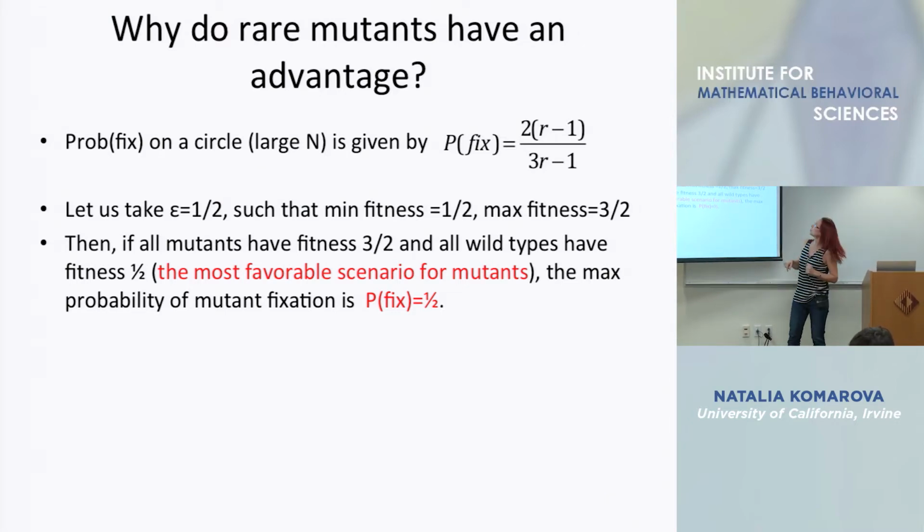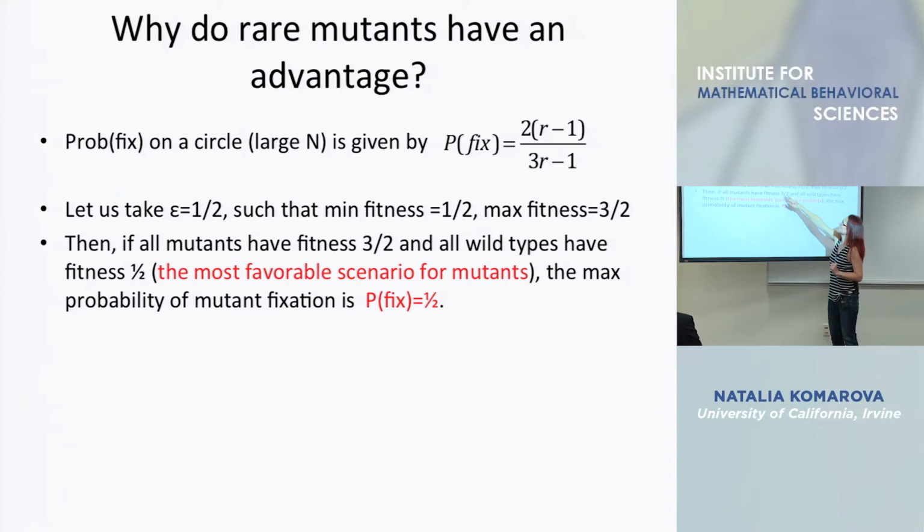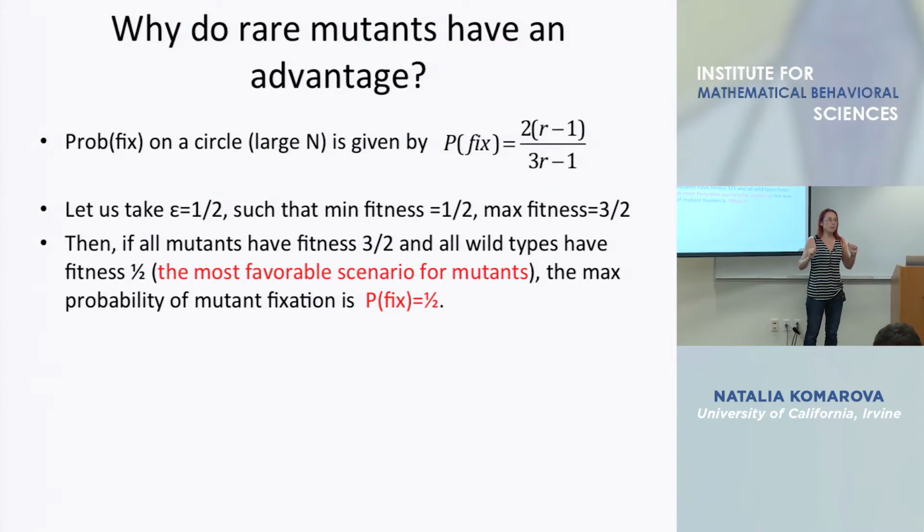So in a circle, the probability of fixation in a large circle, n goes to infinity, is given by this formula where R is the fitness of a mutant. And this formula, of course, holds in the absence of randomness, right? So now let's take epsilon equals 1/2, such that fitness values can be 1/2 or 3/2. So in the best case scenario for a mutant, all the mutant fitness values are 3/2, and all the wild type fitness values are 1/2.